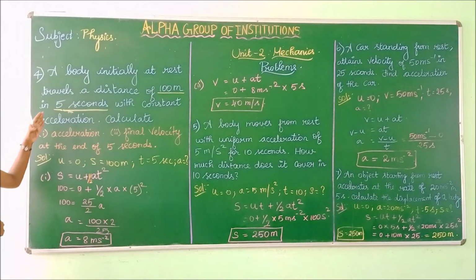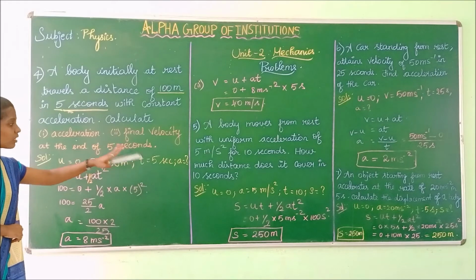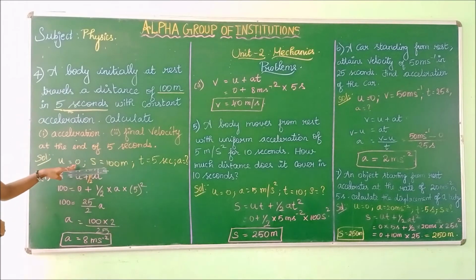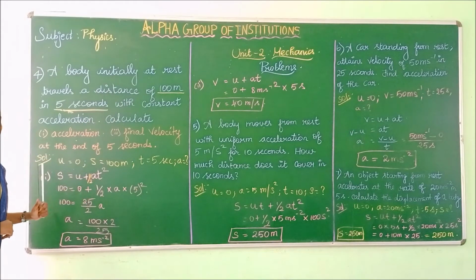The value for time is 5 seconds. They are asking us to calculate acceleration and final velocity at the end of 5 seconds. So u is equal to 0. Initial velocity is 0 and the distance value is 100 meter. Distance is represented by the symbol S and the value for time is 5 seconds. We have to calculate acceleration and final velocity.